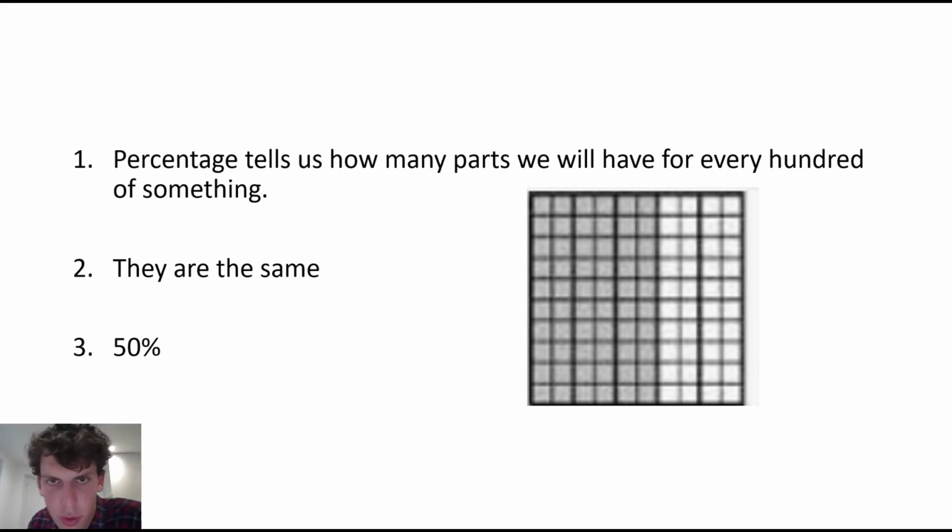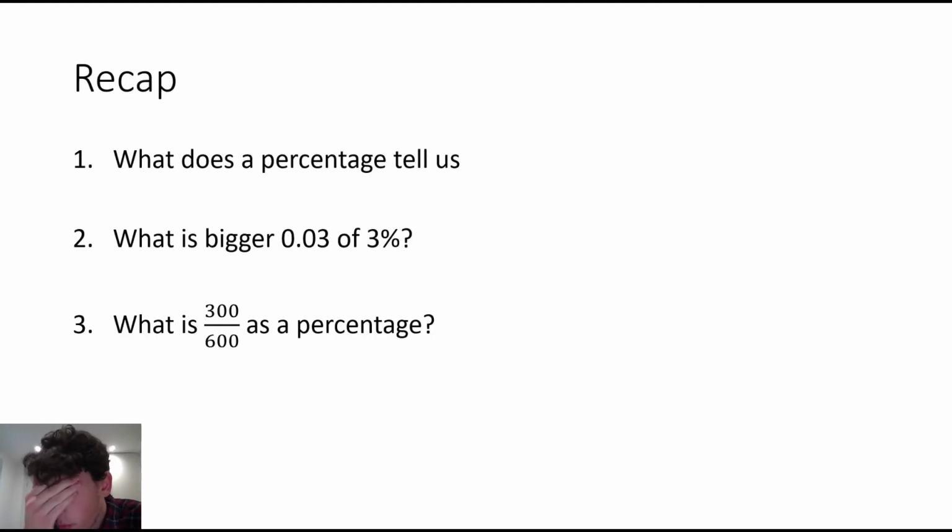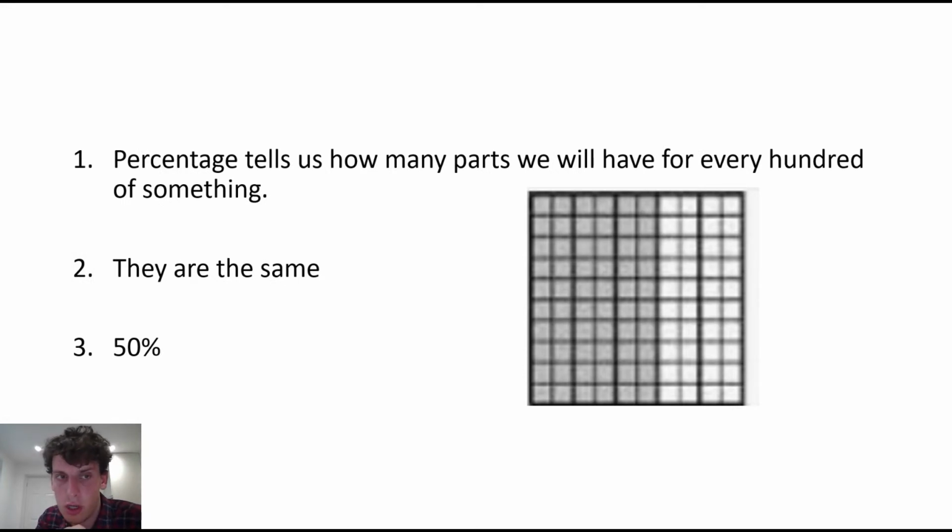Number 2, what is bigger, 0.03 or 3%? Yes, they are exactly the same. 0.03 is equal to 3 hundredths, and 3% is 3 over 100, so they are exactly the same thing. And what is 300 over 600 as a percentage? That is 50%. I'm not going to go through that specifically now because we're going to be doing that today. But if you had any problems with the first or the second one, please send me an email so I can give you some support.